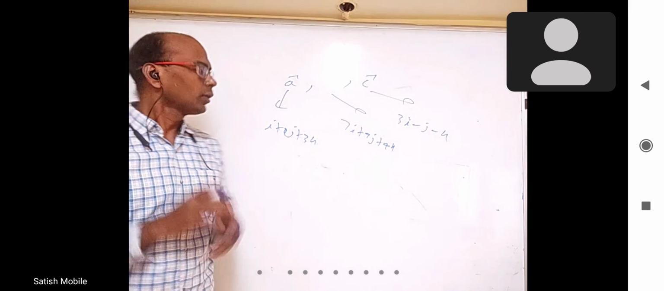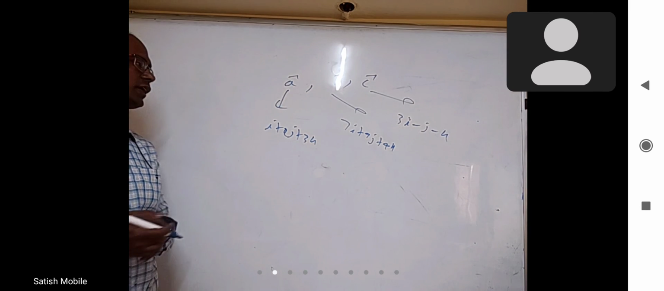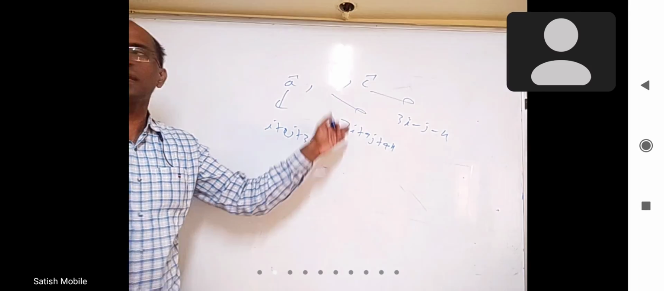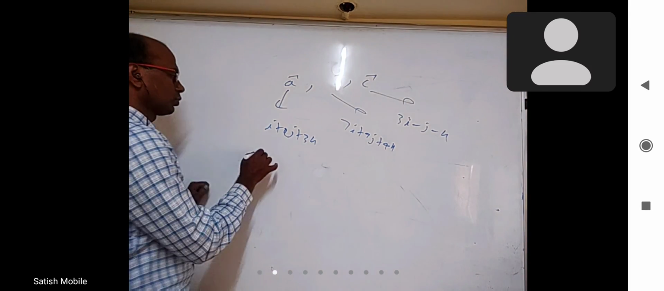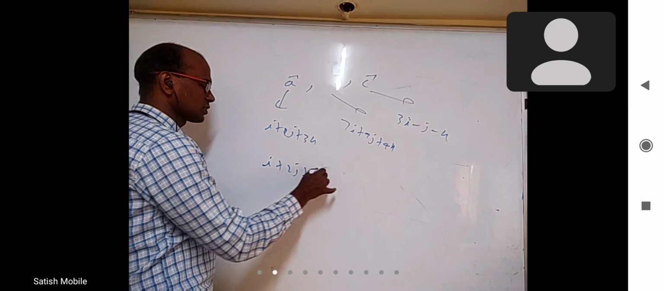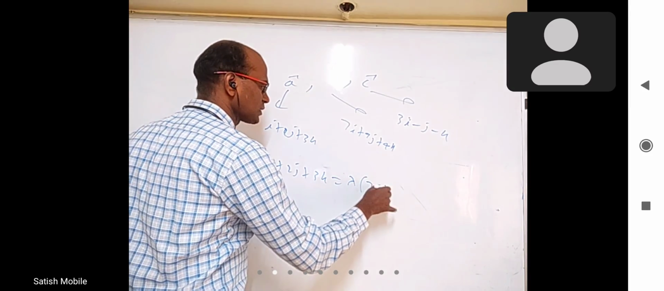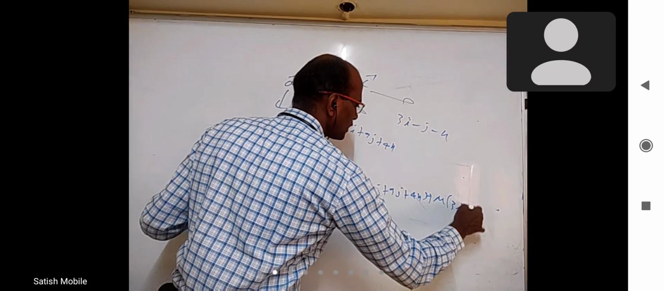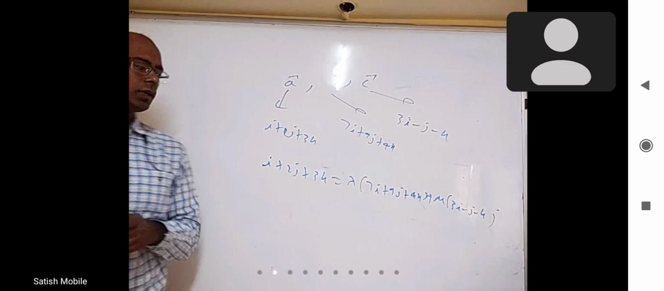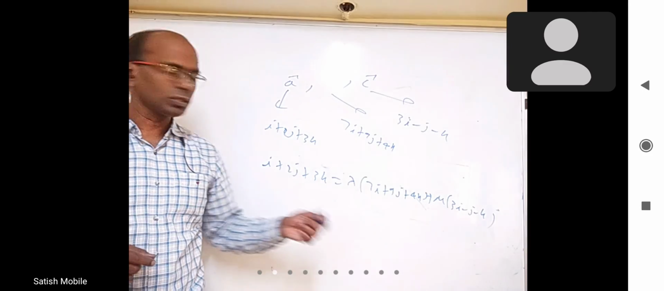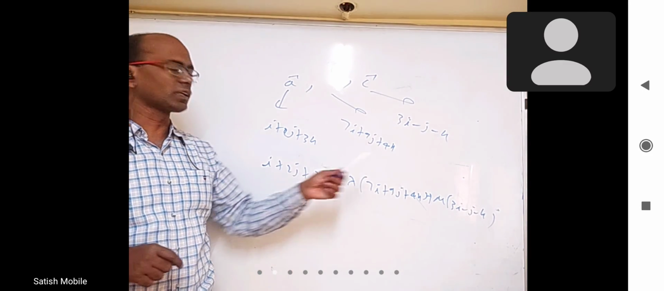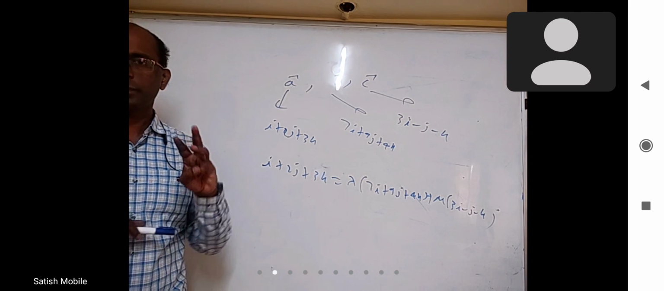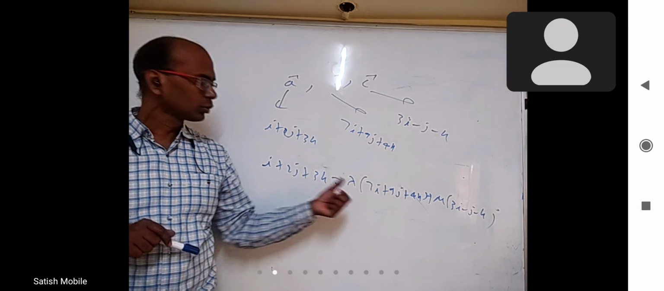At this stage, if you want me to tell a method: whenever three vectors are coplanar, I should be able to write one vector as a linear combination of the other two. So i plus 2j plus 3k is lambda times (7i plus 9j plus 4k) plus mu times (3i minus j minus k). Equate i coefficients to get one equation, equate j coefficients to get one equation, equate k coefficients to get one equation. Total how many equations? 3. But how many unknowns? 2, lambda and mu.